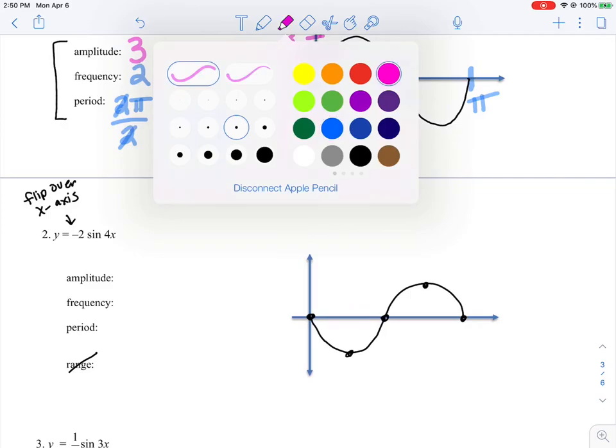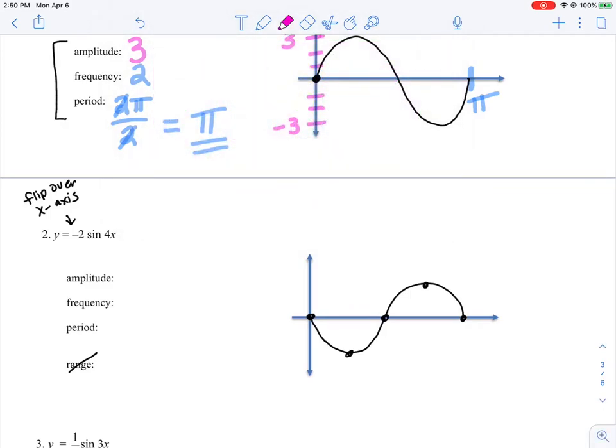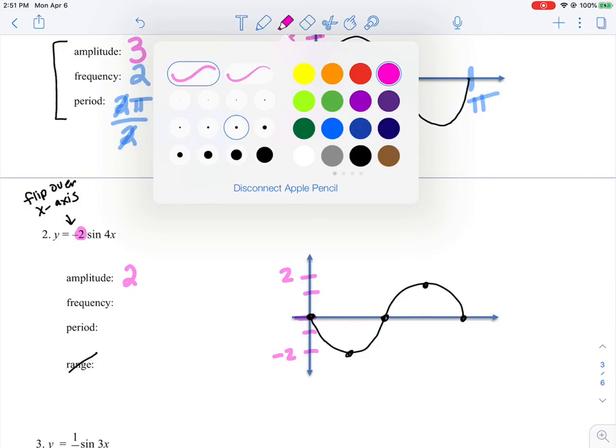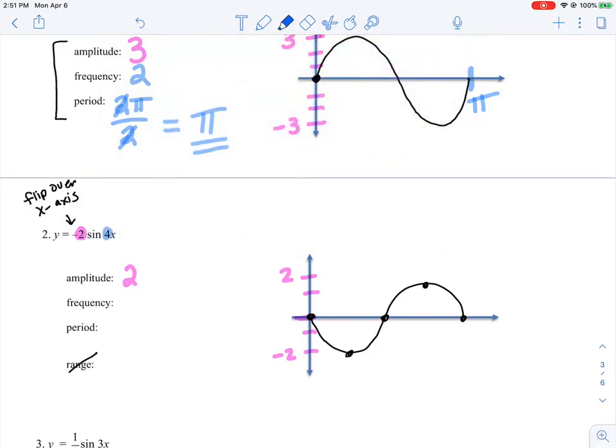But again, I would like you guys to label your amplitude and your period, or your x and your y axes on this, so that I can get a little more information off this graph. So this 2 again is my amplitude, and that tells me I go up to 2 and down to -2 from this midline. My frequency is my b value, so this is my frequency, which is 4. To get my period, I do 2 pi divided by this b value, so divided by 4.